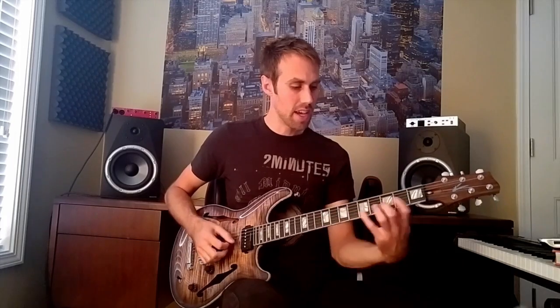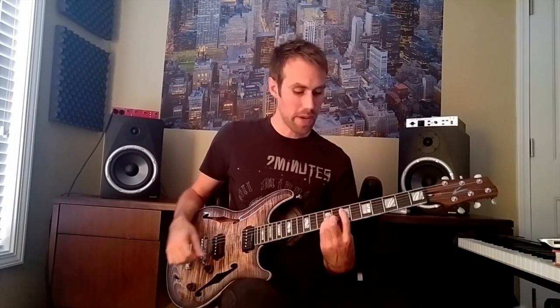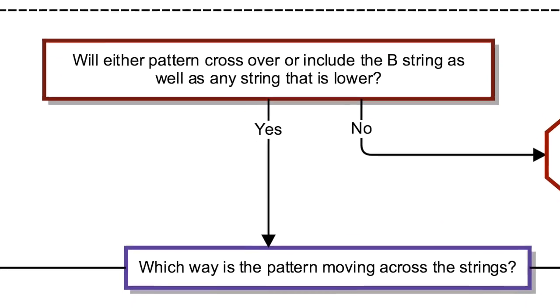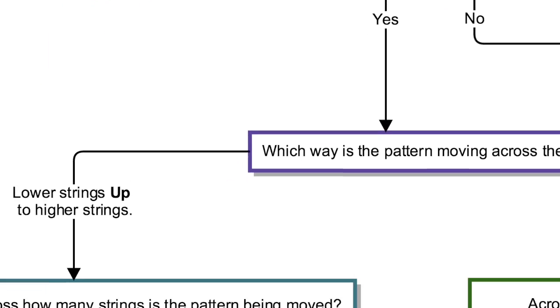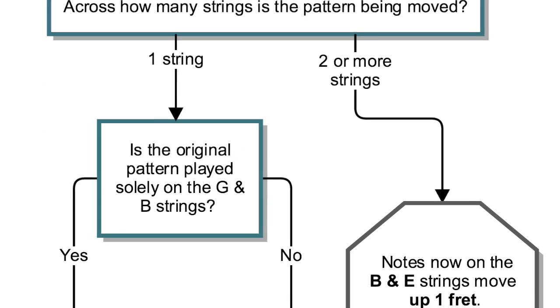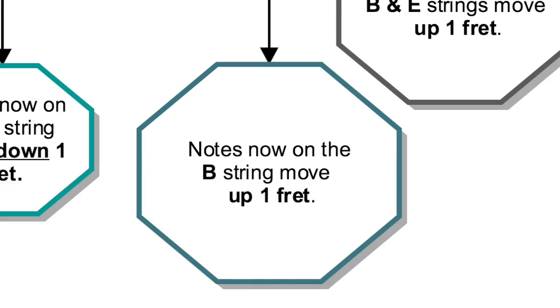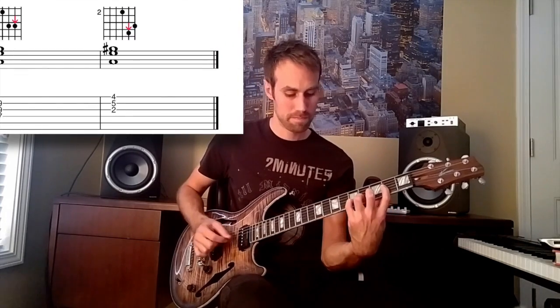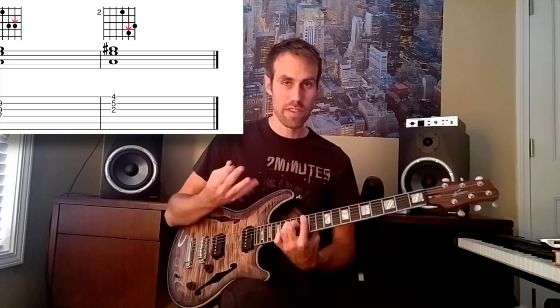All right, so we've got the A, so we'll start on the A. We've got this pattern here. Does it take place on the B or lower string? Yes. Which way is the pattern moving? It's moving lower to higher. Is the pattern played solely on the B or the G strings? No. So once again, we take this pattern and move whatever's on the B string up a fret. Three very different looking patterns, the same notes.